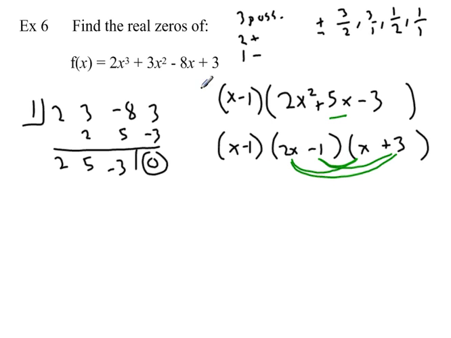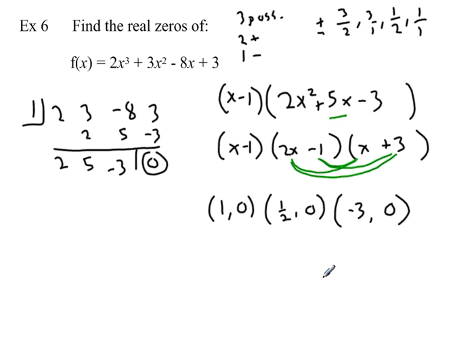What we really want are the zeros. The zeros are the numbers we can plug in to make this equal 0. So if we plug 1 in here, we get a y value of 0. If we plug 1/2 in here, we get a y value of 0. And if we plug negative 3 in here, we get a y value of 0. So you can write your zeros this way. More often they're seen written in this format. The zeros are the following x values: 1, 1/2, and negative 3.